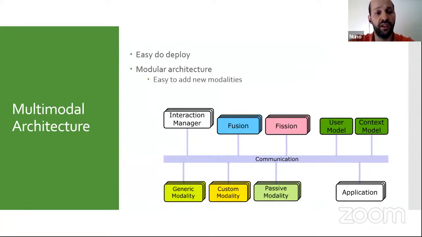So in previous work of our team, we also proposed a multimodal architecture. It is easy to deploy and to be adopted by applications. And in the center of our architecture, we have the interaction manager, which is responsible for the communication of all the modules and modalities.